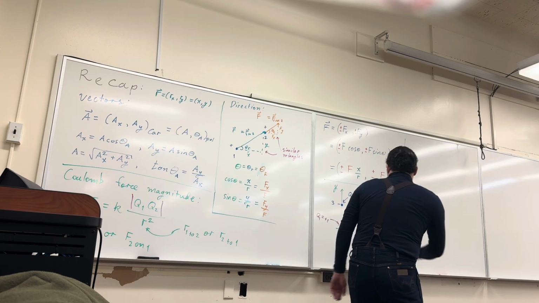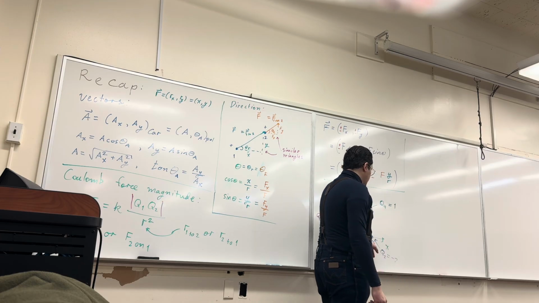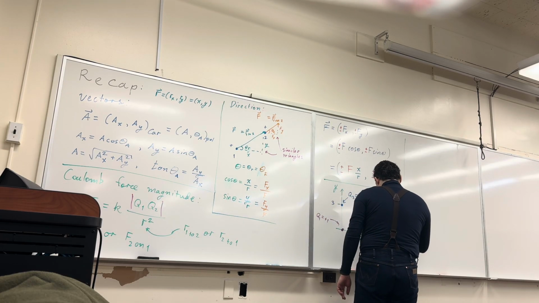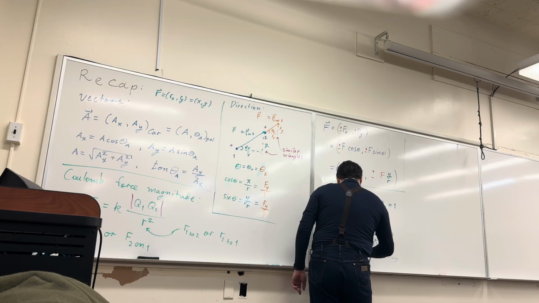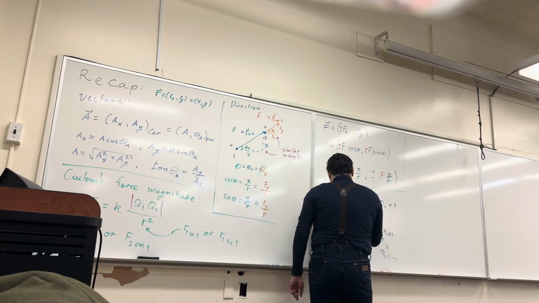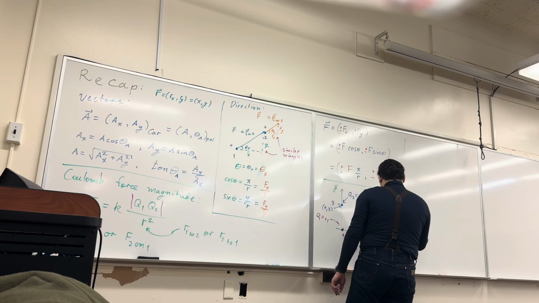Sorry, I didn't draw it very well. It should be directly above, so the coordinates of Q2 should be (4, 0). This point is (4, 0). This is point (0, 0). This is point (0, 3). And this is point (4, 3).